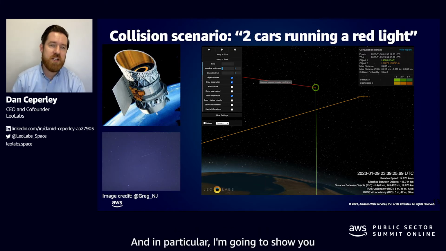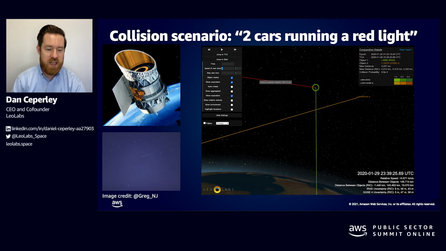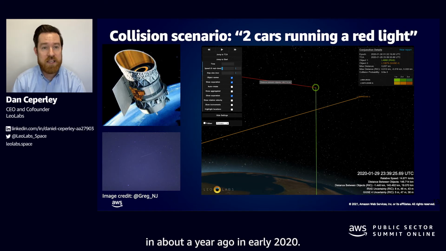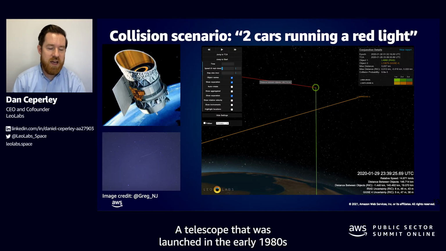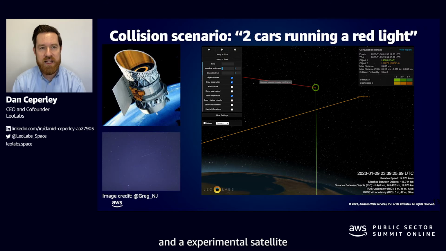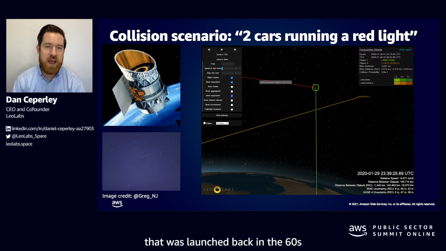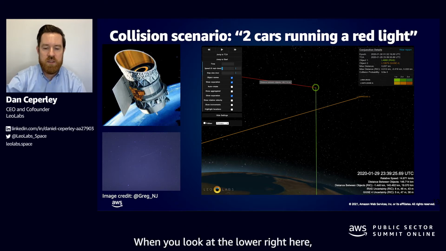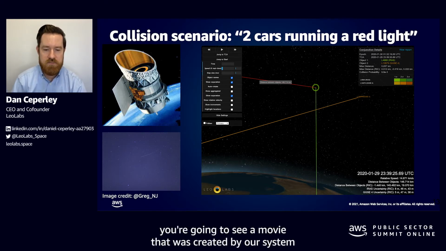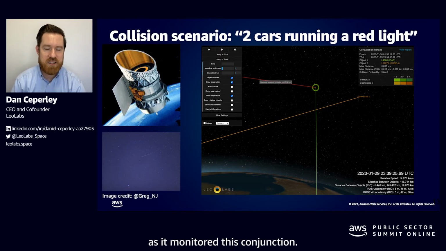In particular, I'm going to show you a conjunction that we were watching about a year ago in early 2020. These are two defunct satellites, a telescope that was launched in the early 1980s and an experimental satellite that was launched back in the 60s that have been orbiting up there for a long time. When you look at the lower right here, you're going to see a movie that was created by our system as it monitored this conjunction.